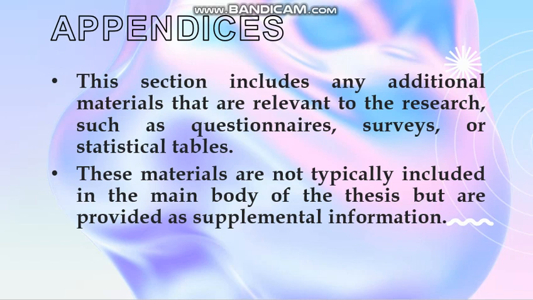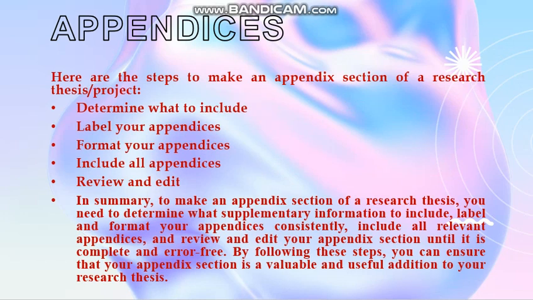So here are the steps to make an appendix section of a research thesis project. Number 1 is determine what to include. Label your appendices. Format your appendices. Include all appendices. Review and edit.